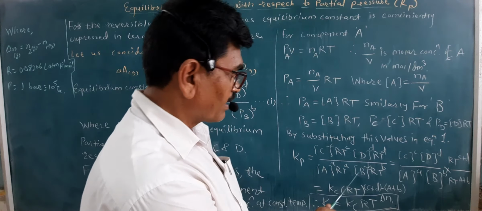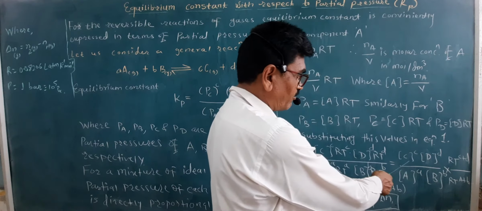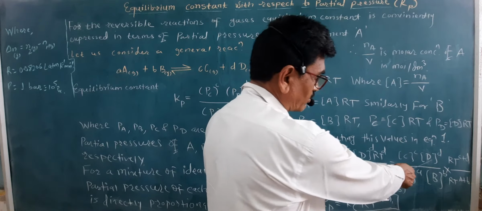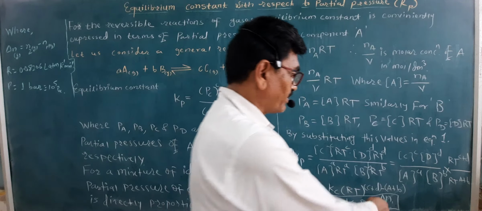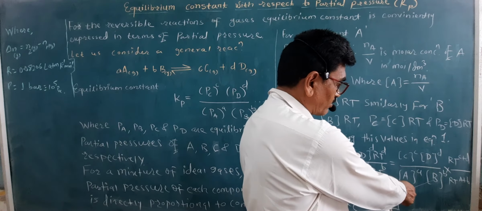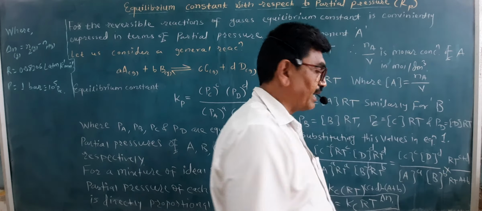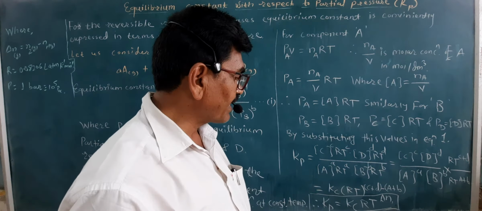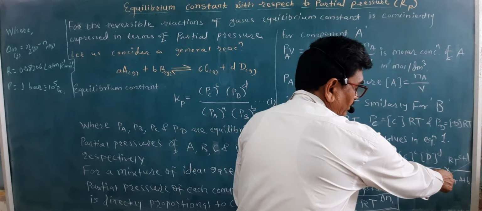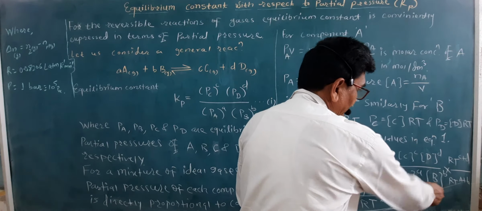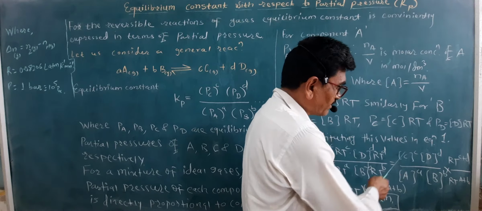आता पहा, now see here, so we can write like this. RT आपण बाजूला काढू शकतो: मोलार कॉन्सन्ट्रेशन ऑफ C रेज्ड पॉवर C, मोलार कॉन्सन्ट्रेशन ऑफ D रेज्ड पॉवर D, RT power C plus D, upon मोलार कॉन्सन्ट्रेशन ऑफ A रेज्ड पॉवर A, मोलार कॉन्सन्ट्रेशन B रेज्ड पॉवर B, RT परत बाजूला काढलेला आहे power A plus B. आणि मग आता आपल्याला काय करता येतं, RT कॉमन आहे, C plus D RT इथे कॉमन, आहे A plus B हे बाजूला काढलं. Now see what is this, हे काय आहे पहा. So this is nothing but the KC.